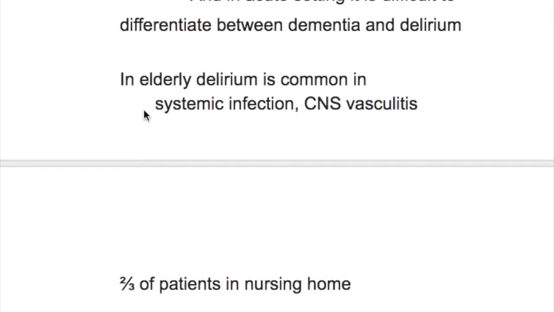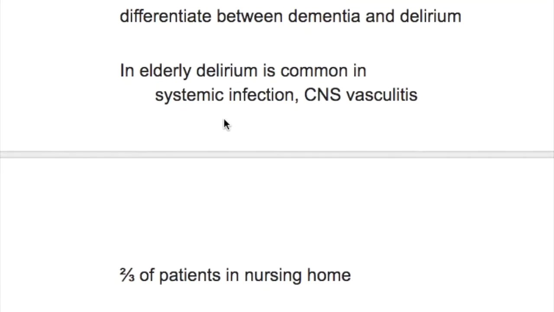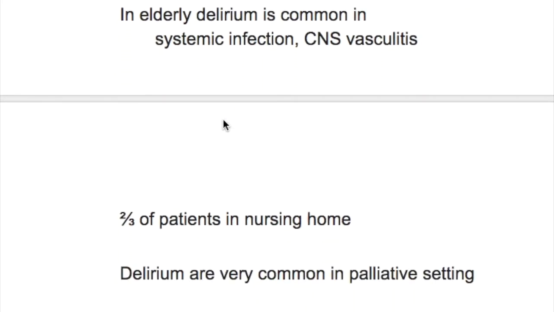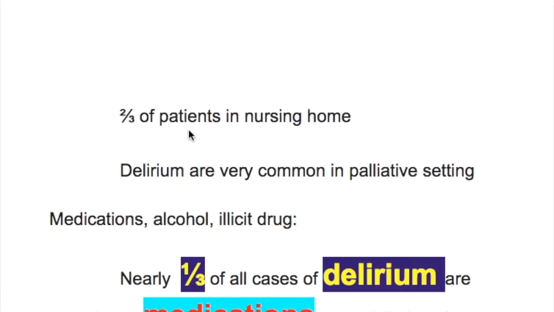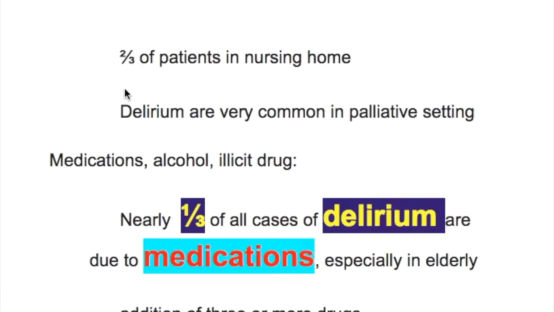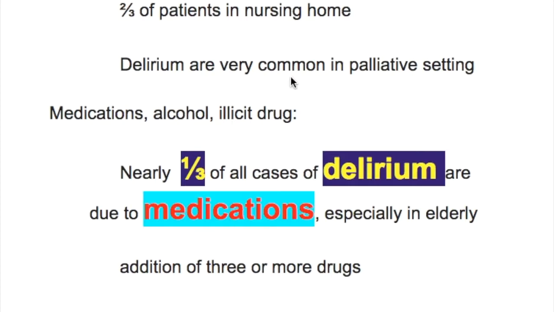In the elderly, delirium is common in systemic infections and CNS vasculitis. What about the nursing home? 2/3 of patients in nursing homes develop delirium, and delirium is very common in the palliative setting.